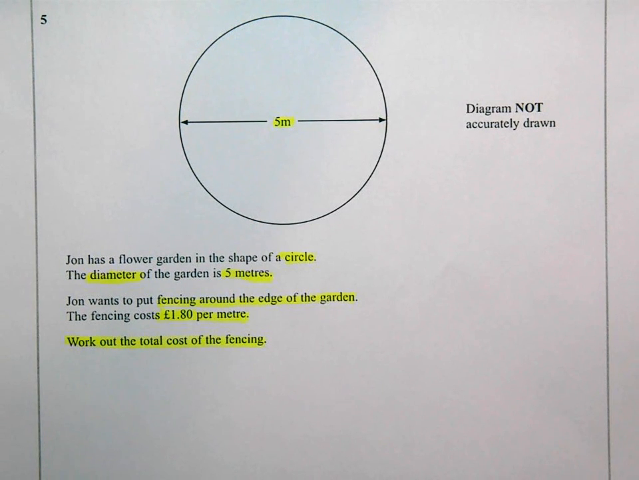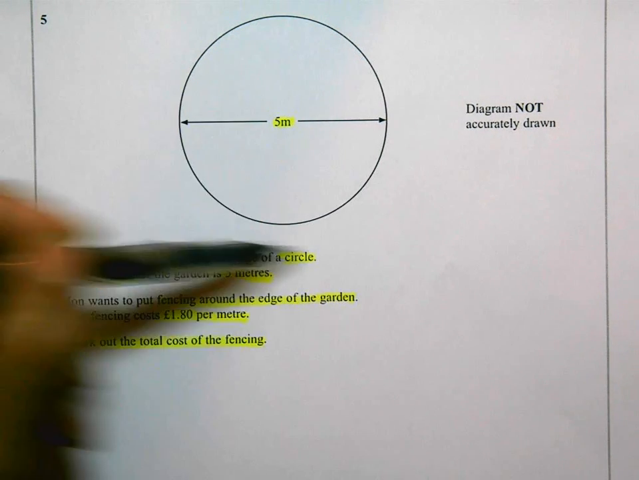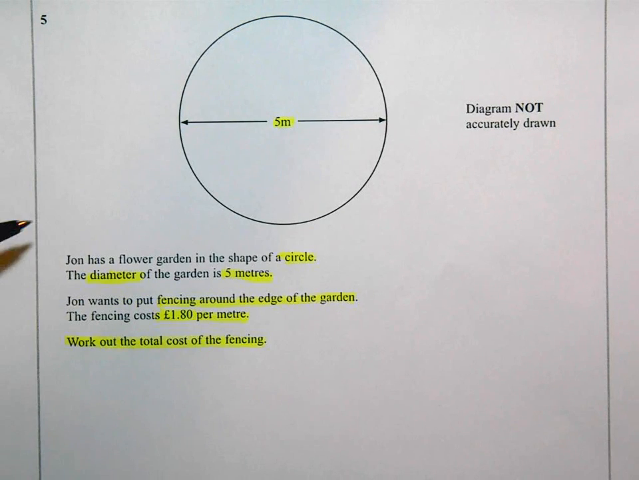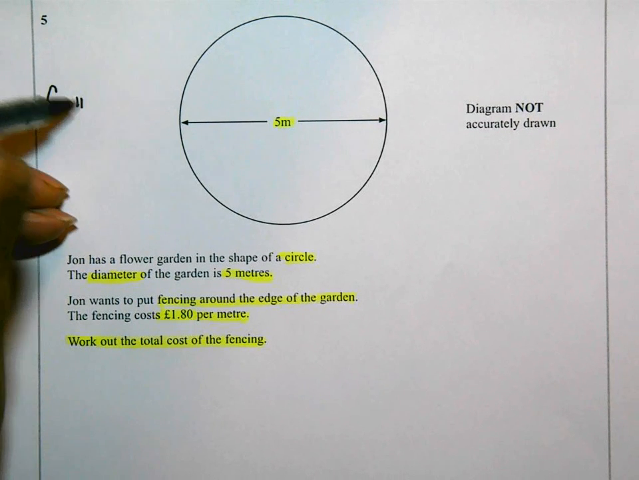Now, you should remember the formula for circumference and area of a circle. We need to work out the circumference of this circle, the distance all the way around, in order to answer this question.